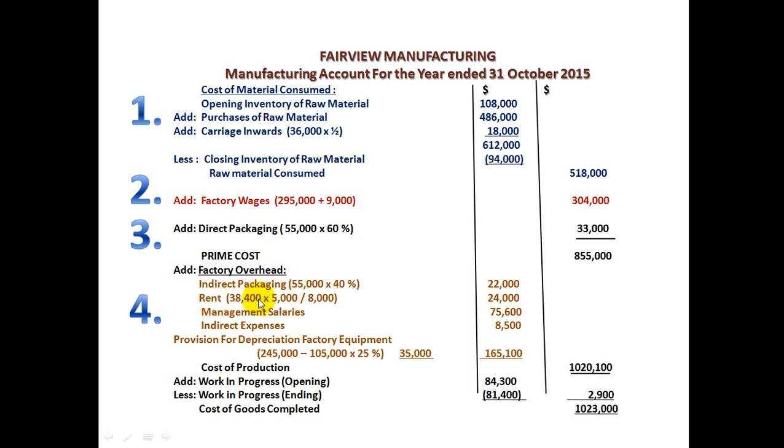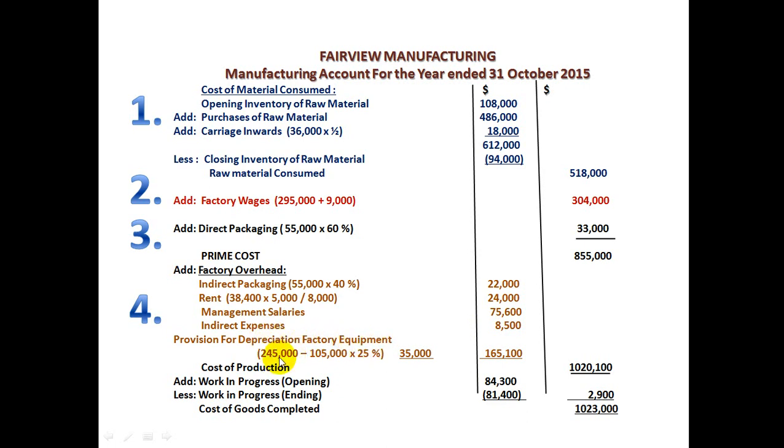Rent was to be calculated on the basis of area given. 8,000 is the total area, so we will be dividing 38,400 by 8,000, and we will be multiplying its answer with 5,000 because 5,000 square kilometer is the area for factory. This is how we will calculate the rent for the factory. Management salaries of factory will be taken here. Indirect expenses are also taken here.